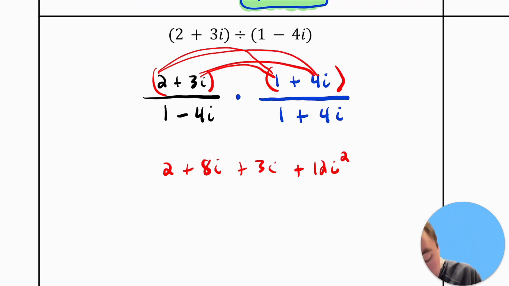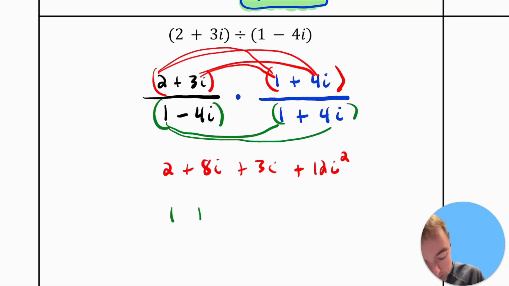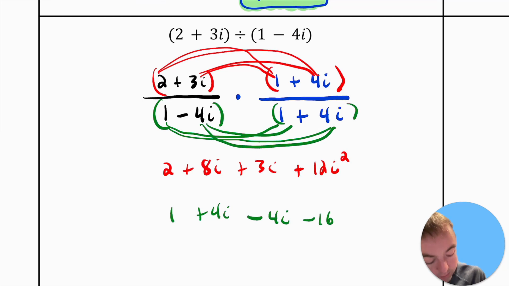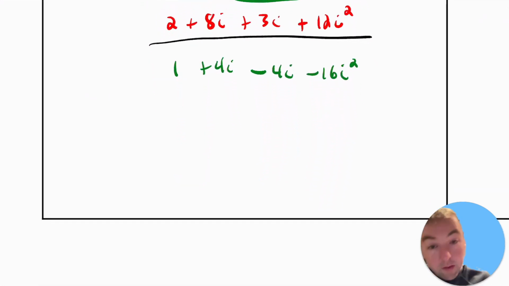And then on the bottom, if I FOIL that all out, 1 times 1 is going to equal 1. And then 1 times 4i is going to equal 4i. And then negative 4i times 1 is equal to negative 4i. And then negative 4i times 4i is going to equal negative 16i squared. So we basically end up with all of that red stuff on top of that green stuff right there. And we just got to combine like terms and simplify and everything.